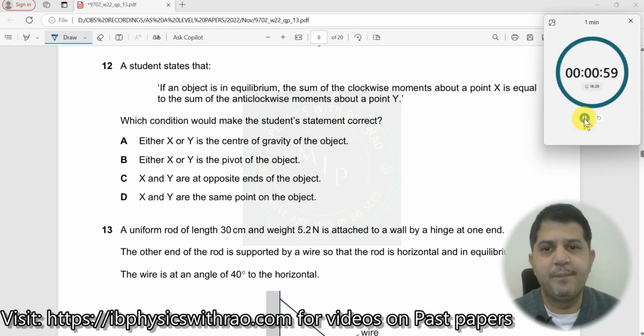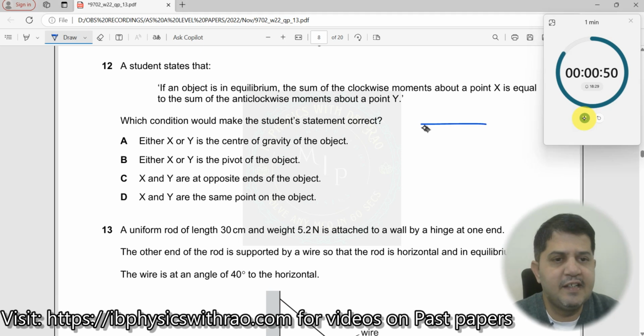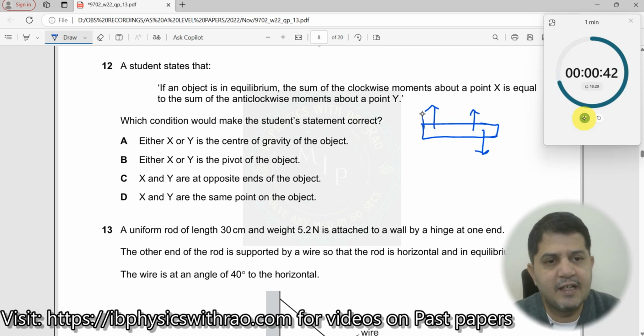Question number 12. A student states that if an object is in equilibrium, the sum of the clockwise moments about a point x is equal to the sum of the anti-clockwise moments about a point y. Let us say I take something like this over here. It's in equilibrium. Now, sum of the clockwise moment. Let us say there is one moment here, another moment here, another moment here, another moment over here.